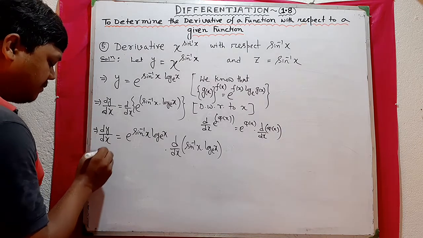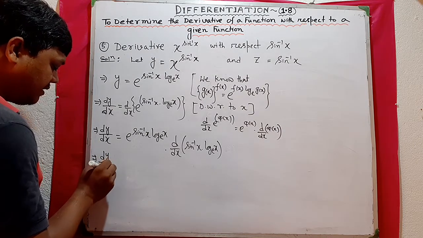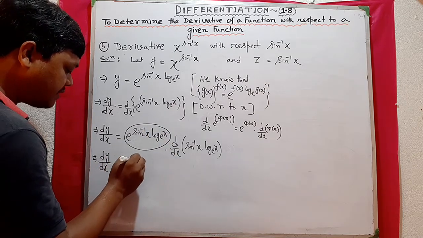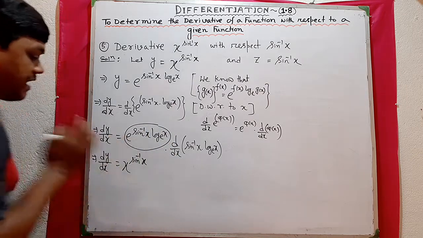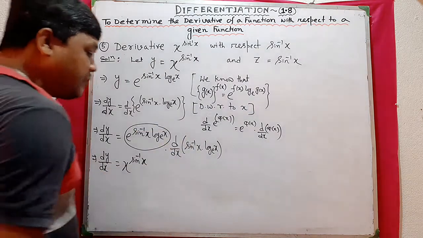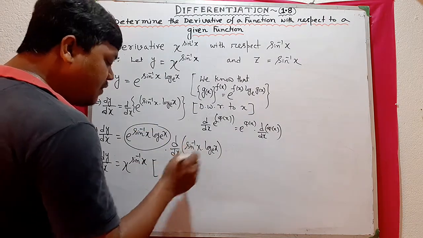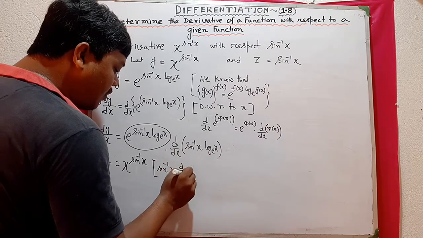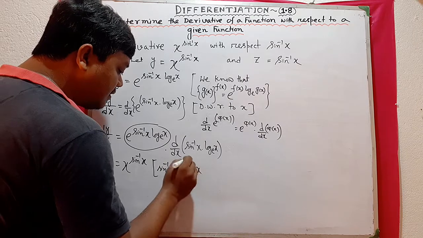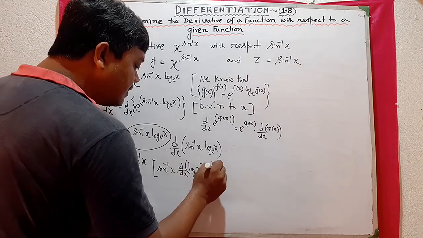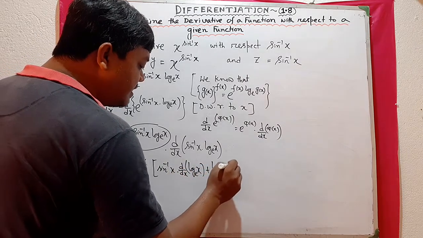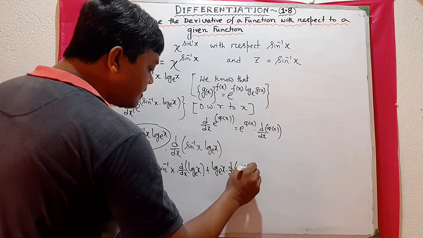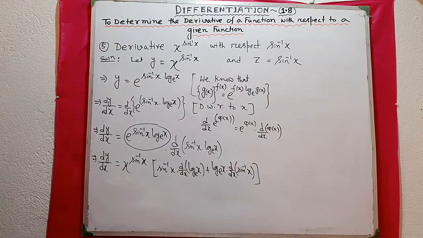And this implies dy dx, and this is the short form. We can write down x to the power sin inverse x as it is আগের জায়গায় নিয়ে ফিরে গেলাম। এবার এটাকে ডেরিভেটিভ করলাম by u into v rule sin inverse x into ddx of log x plus log x base e ddx of sin inverse x, right?